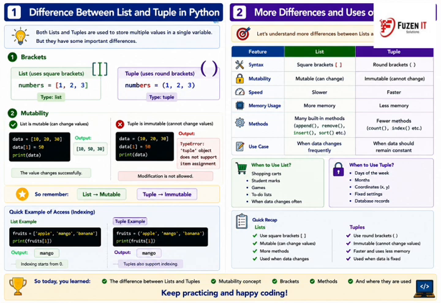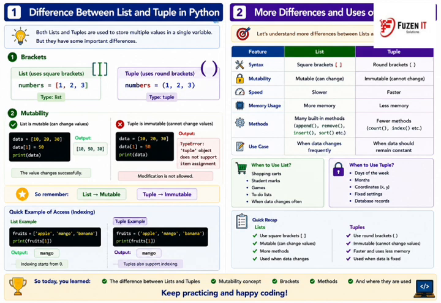More differences and uses of list versus tuple you are going to see in slide 2. Lists are slower compared to tuples because lists allow modifications. Tuples are faster because their values remain fixed. Lists use more memory, while tuples use less memory.